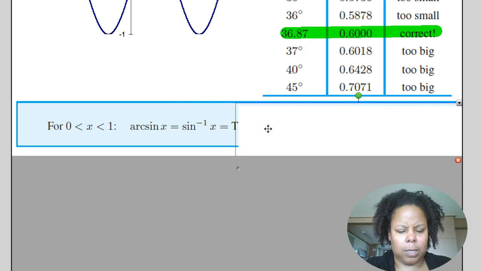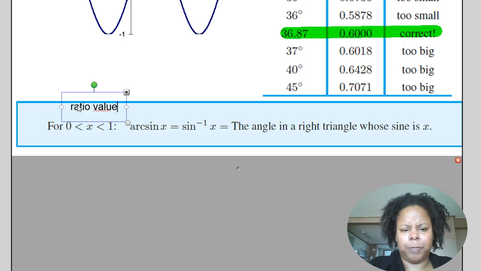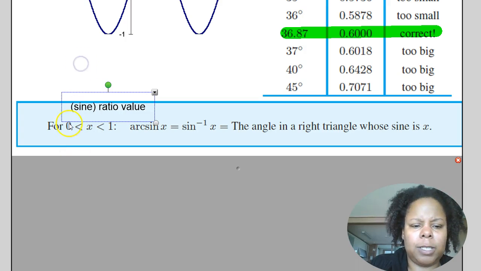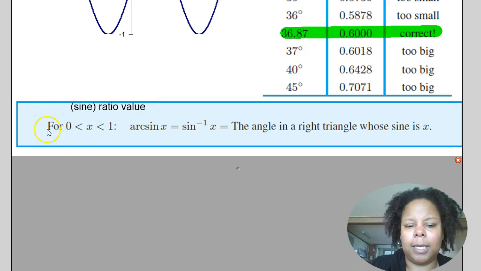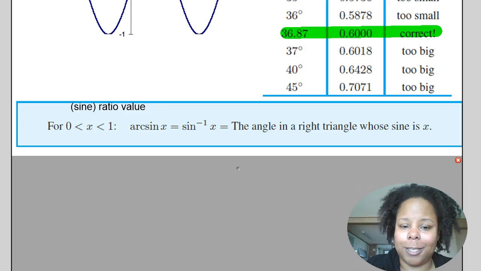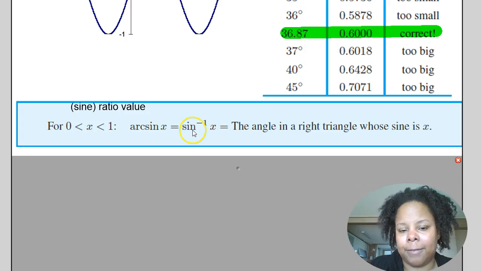In your book, it talks about when you have an x value, i.e. the ratio value. It's important to know that x no longer represents the angle measurement, but the ratio value, more specifically the sine ratio value. When the sine ratio value is between 0 and 1, we can define a function, which they call either arcsine of x or sine inverse of x. You're going to see it written both ways, so make sure you recognize those. I think SAT uses arcsine, whereas calculus AP may use sine inverse, or both.